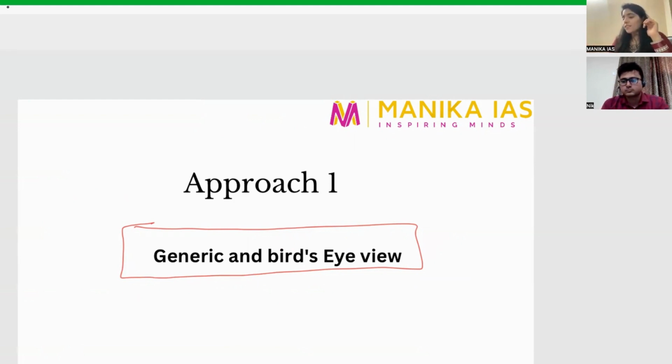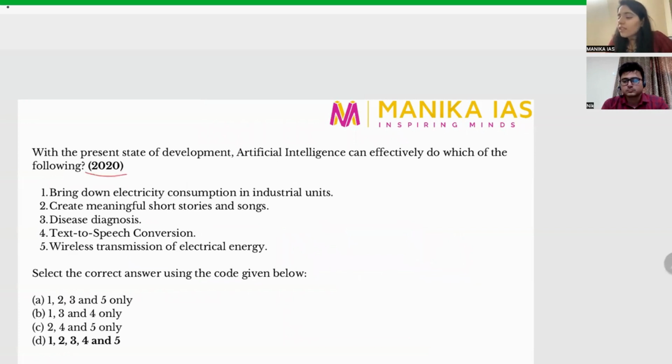Let's take an example. For this question in 2020: with the present state of development, artificial intelligence can effectively do which of the following? So what UPSC has done is put a trap for you by mentioning present state of development. Candidate tendency is to narrow it down to what has been done till today. No, artificial intelligence has a larger scope, and with a limited reading of 1 or 2 years, we cannot assure what has been done, what has been achieved. So if you think there is a possibility, even a micro possibility, that this can be done by artificial intelligence, mark that point as correct.